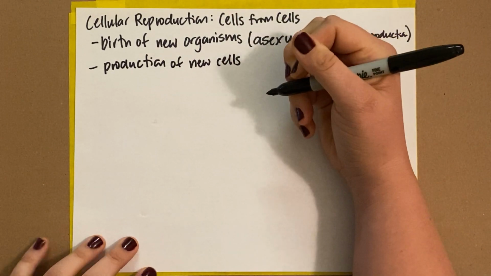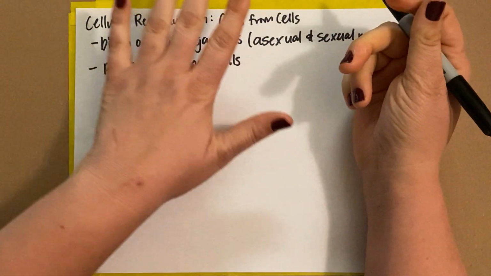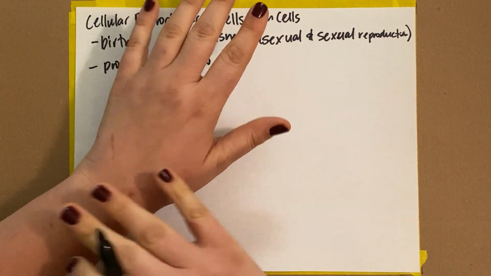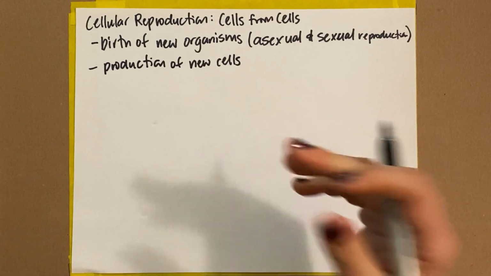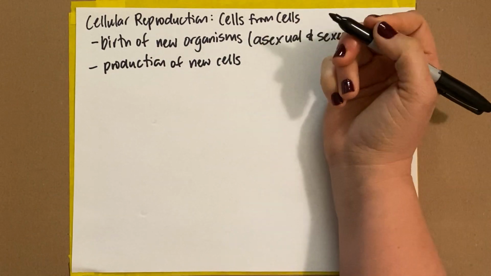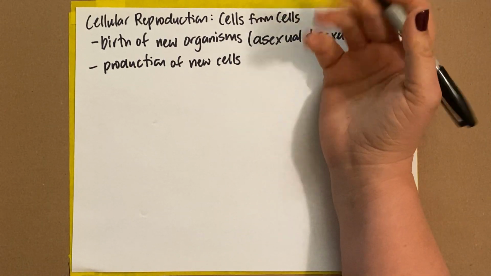So, all different parts of our body have cell turnover. Like our skin is going to need to be able to renew itself. Our different organs, some of them can have new cells that develop. And we're going to talk about this process of how this happens. So how we produce new cells from existing cells.